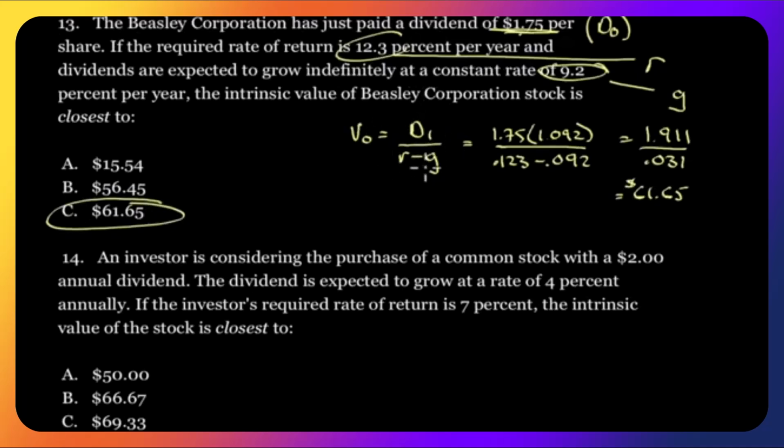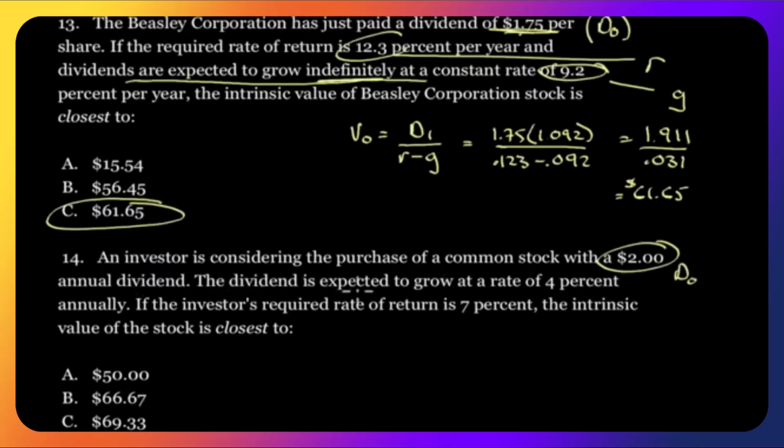Why did I use the Gordon growth model? Because it tells me that I have a dividend. It tells me that dividends are expected to grow indefinitely at a constant rate. It doesn't tell me anything about two different growth rates. It only uses one growth rate, and tells me that it's constant. I know that I need a one-period dividend discount model. That's the Gordon growth model. 14. An investor is considering the purchase of common stock with a $2 annual dividend.